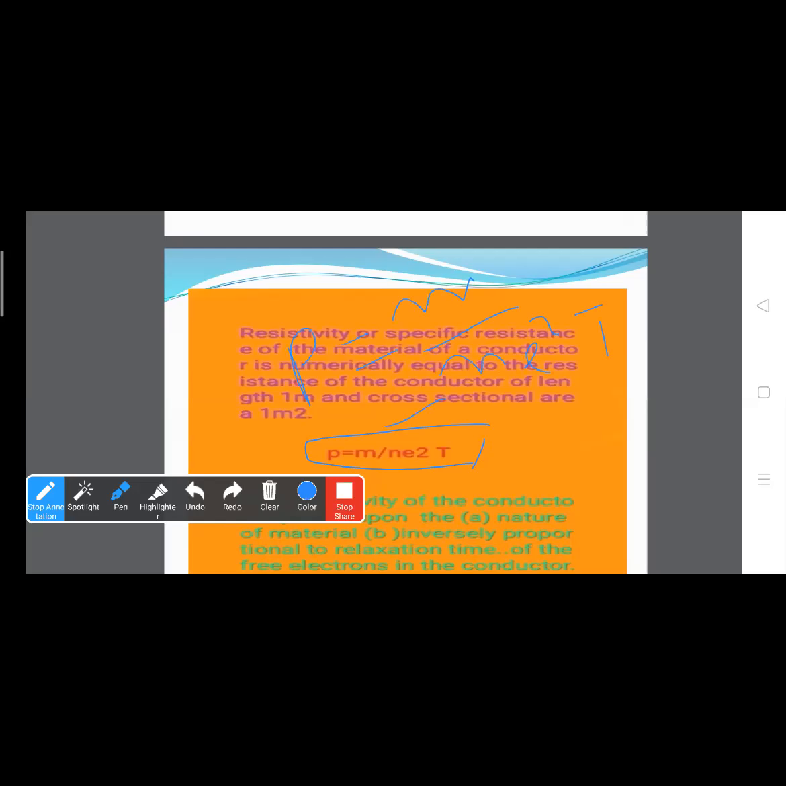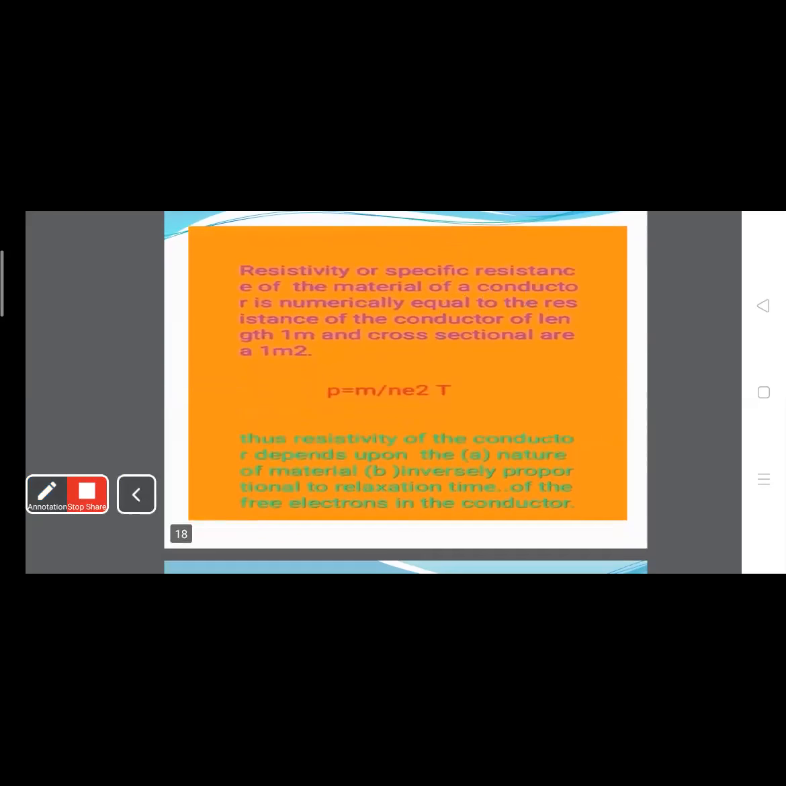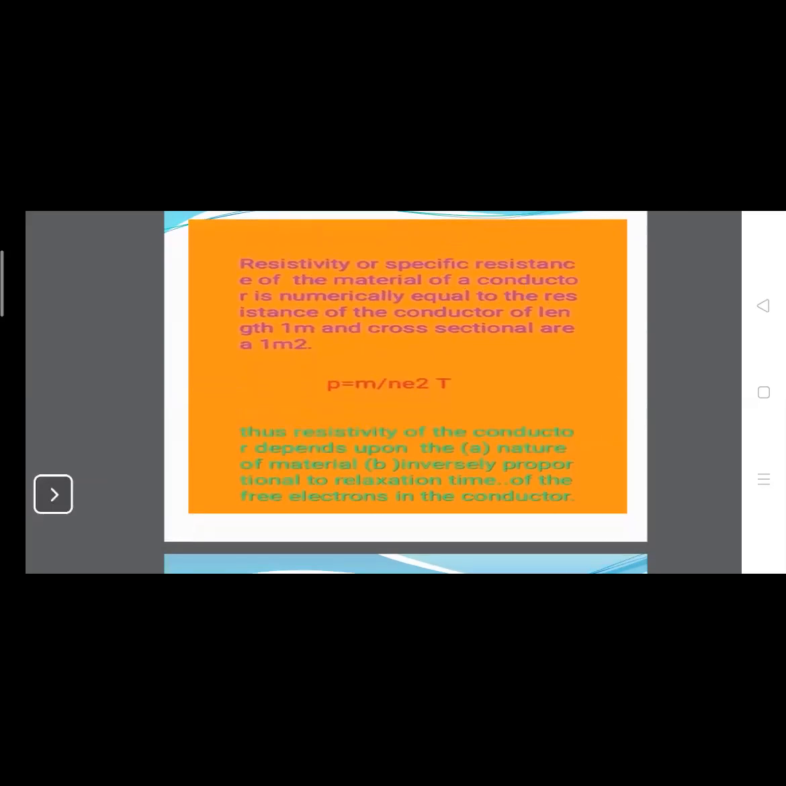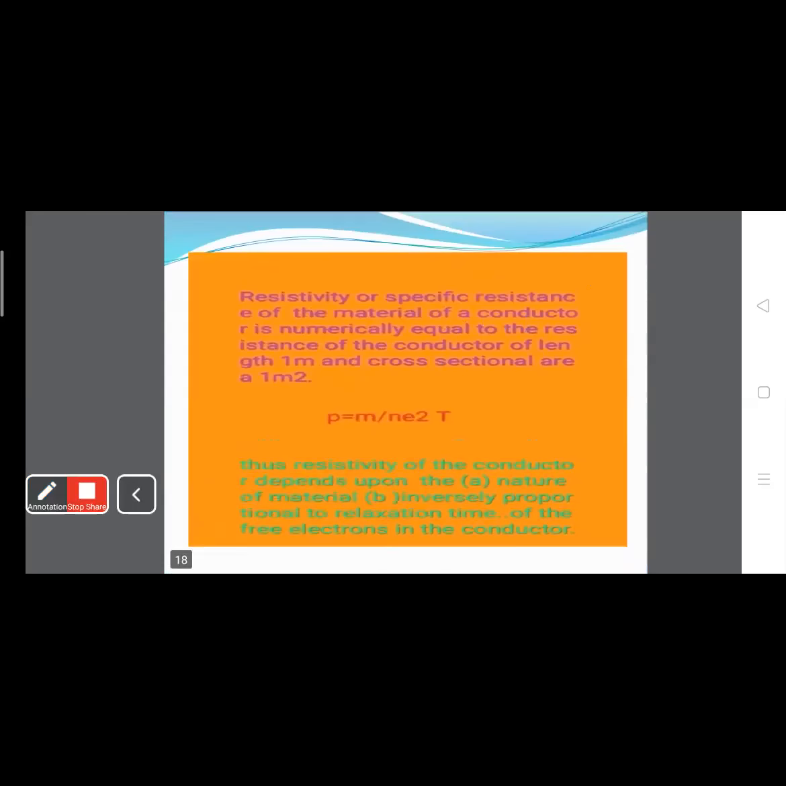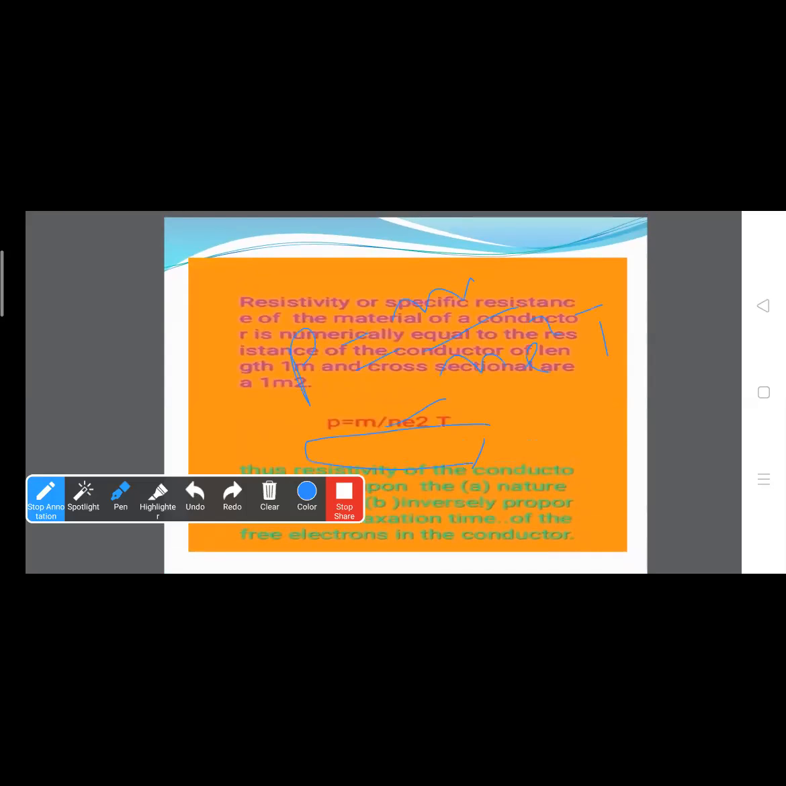Okay. So here m is the mass of electron, it is constant. n is the number of electrons per unit volume, it is also constant. e is the charge of electron, it is constant. So resistivity of the conductor depends on the nature of material, and resistivity is inversely proportional to relaxation time.